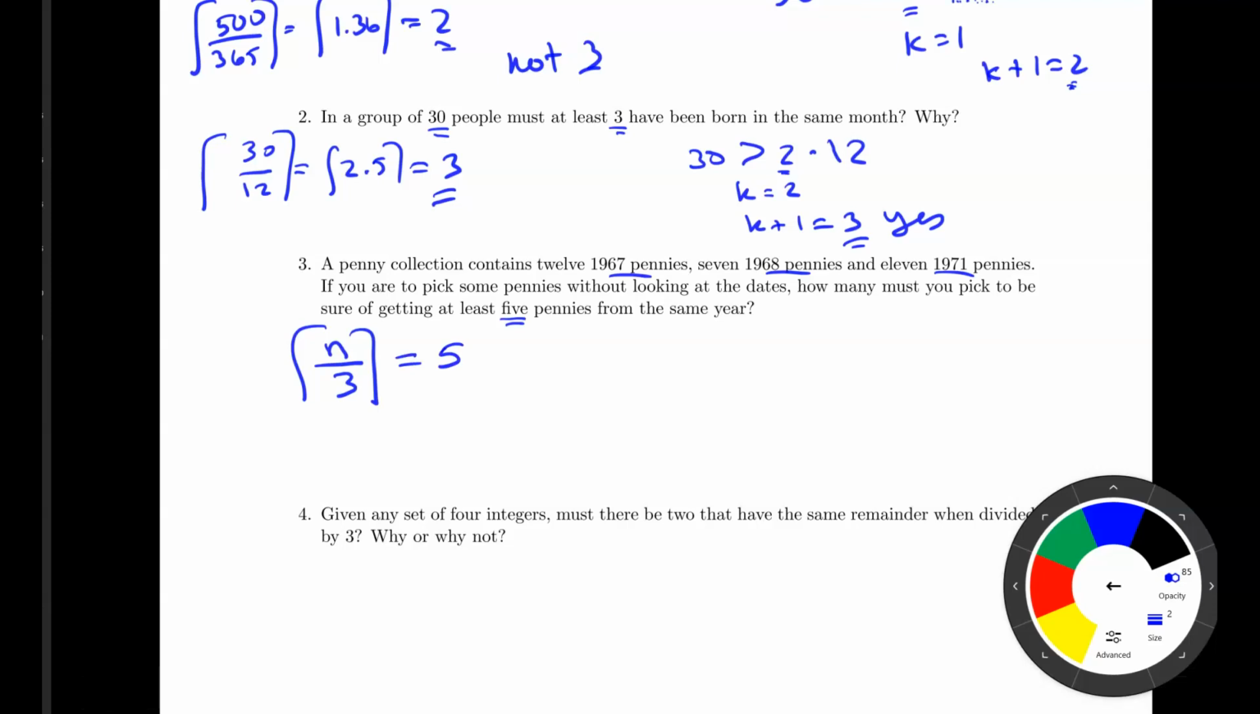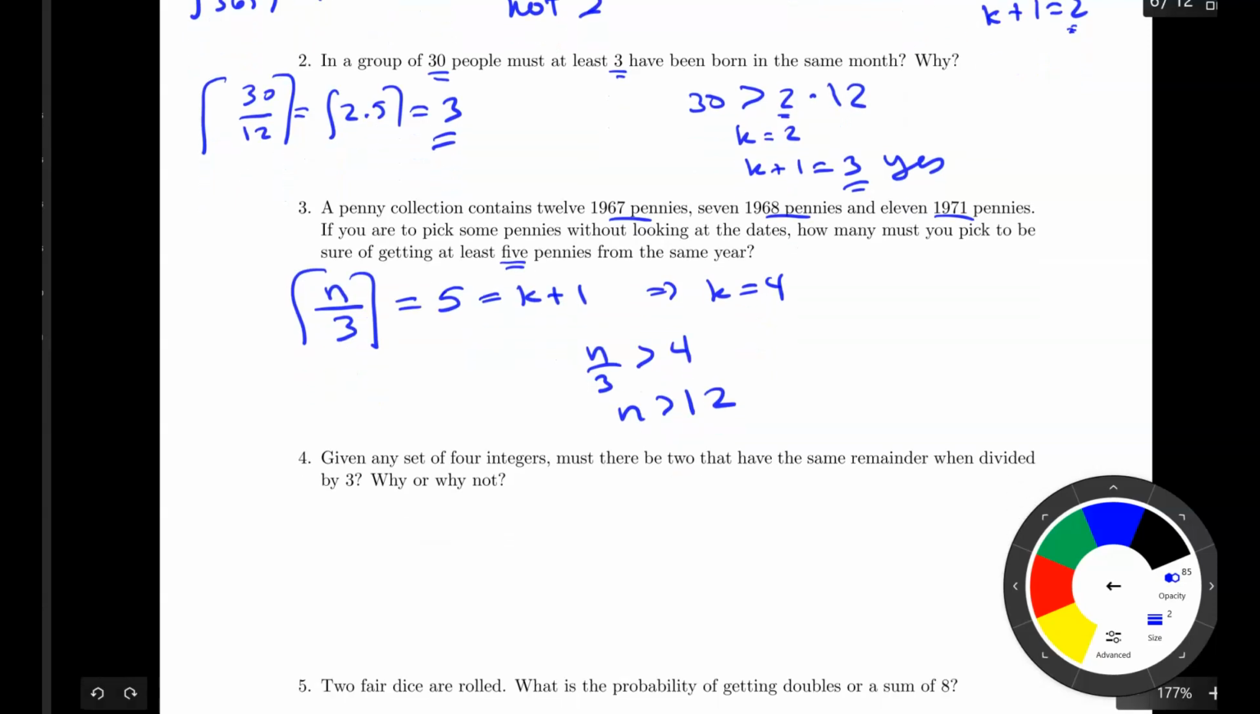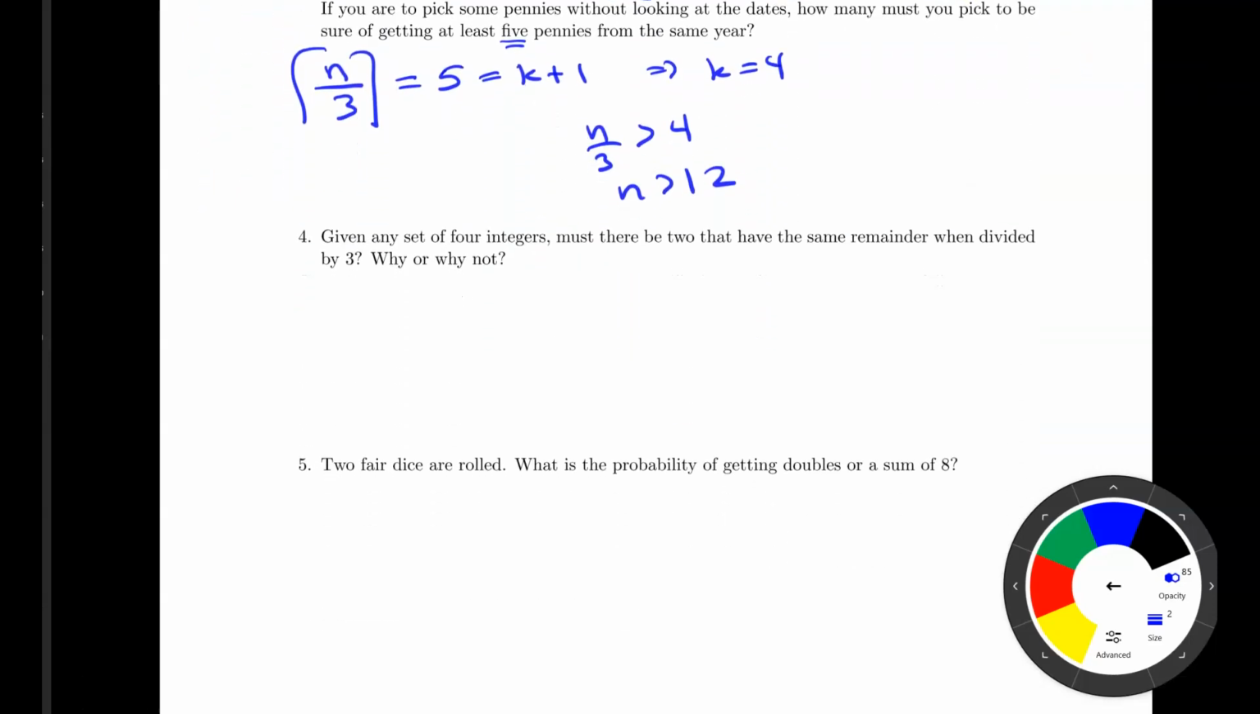So this 5 is the K plus 1. So that means my K is equal to 4, right? So N over 3 has got to be bigger than 4. So N's got to be bigger than 12. So if I pick more than 12 coins out of these 3 different categories, then for sure I'll have 5 pennies in the same year.